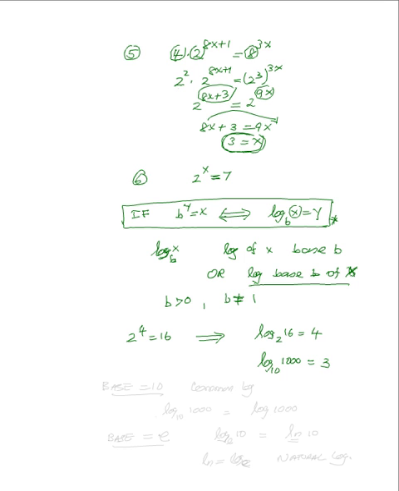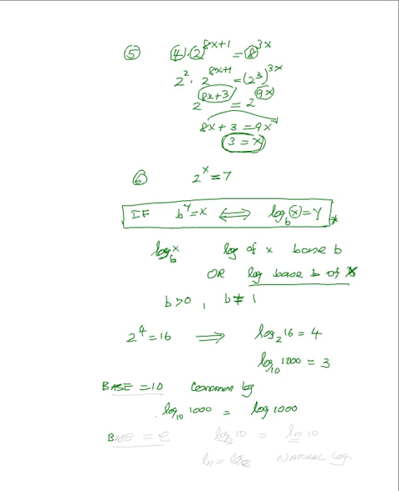In practice, we commonly use two types of bases. One of the bases is base 10. And we use this a lot. So this is called common log. Now, for example, our previous example, log base 10 of 1000 is a common log because it's base 10. Since we use them a lot, we don't even bother to write the 10. So if you see something without a base, that means it's base 10.